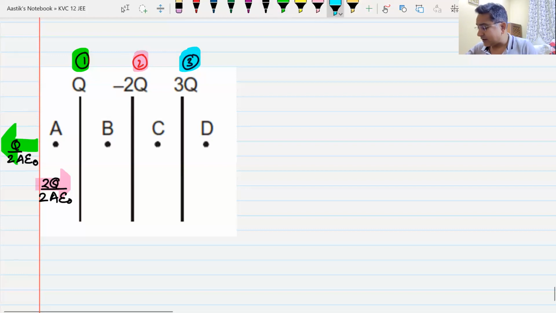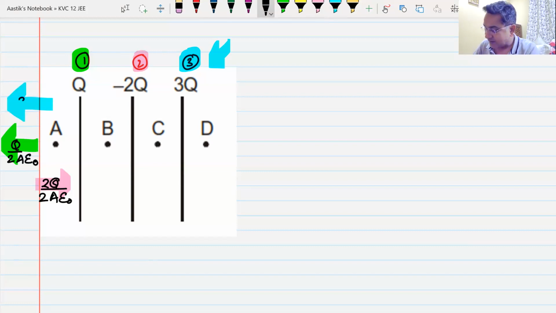Then we come to the electric field created by this blue charge. Now remember, this blue charge is positive, so the electric field will always go away. At point A, away means like this. The value is 3q by 2a epsilon naught. That's it, my dear friends.